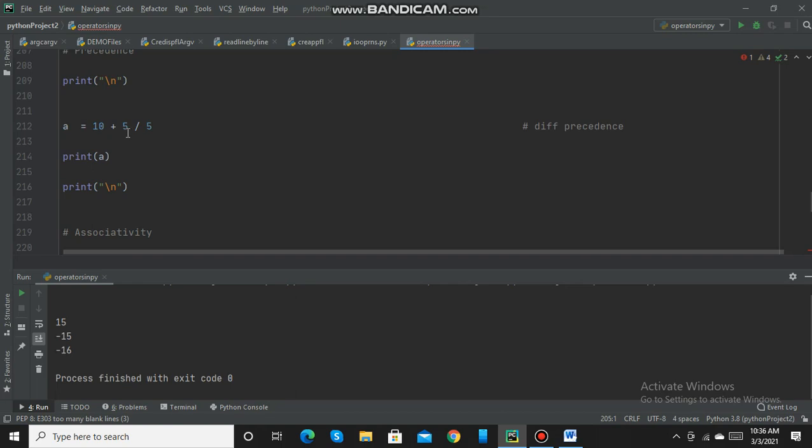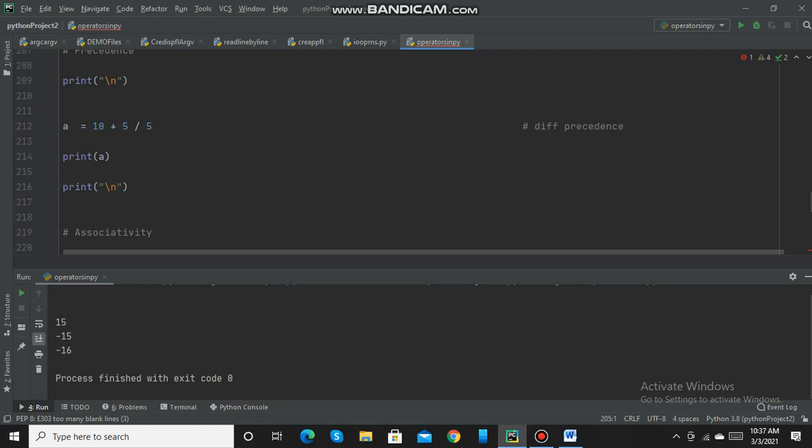The same expression if I evaluate from right to left, the answer will be 5 by 5, 1, plus 10, 11. So 11 will be the answer. So the same expression, when I evaluate from right to left and left to right, the answers are different. So to remove this problem, the rule of precedence associated with operators is followed. Operators with highest precedence are performed first.